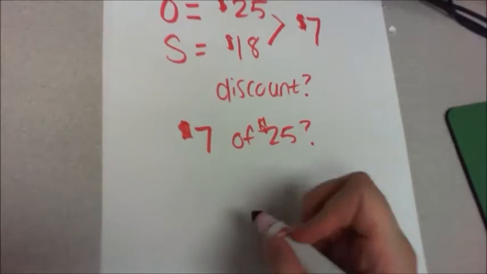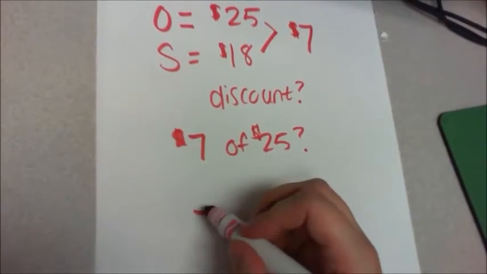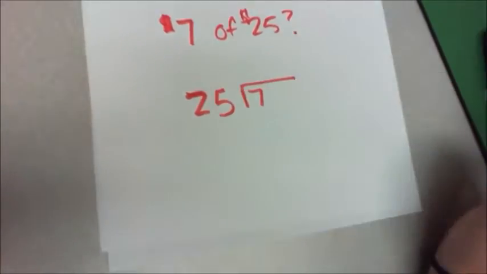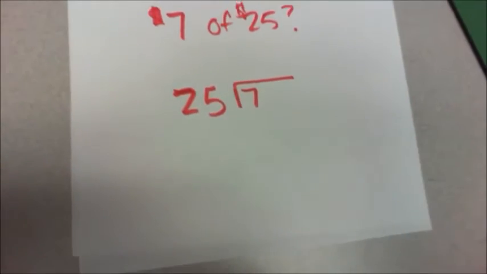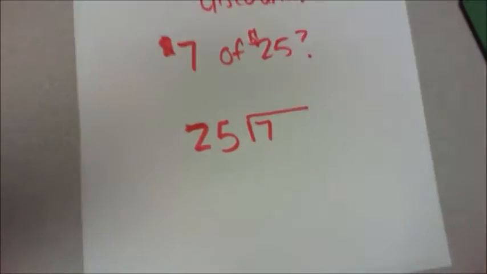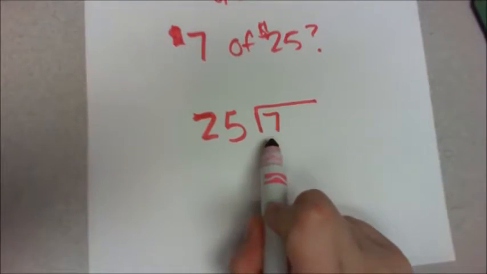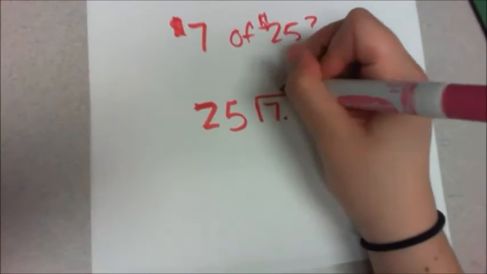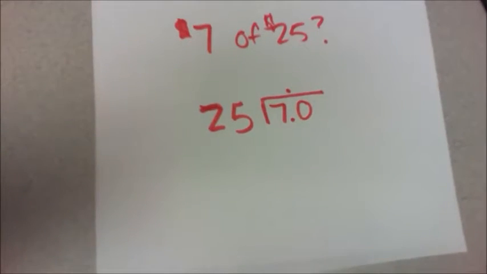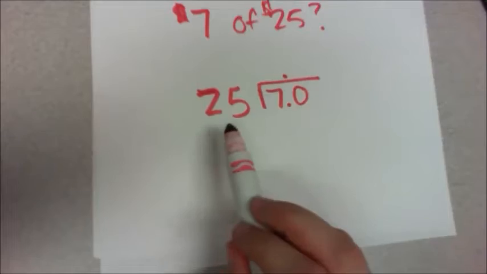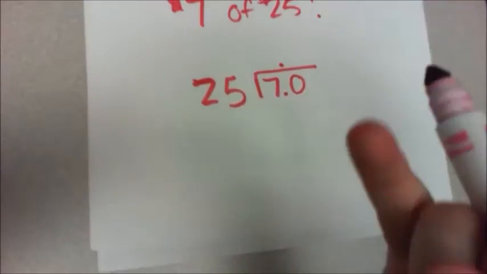We find this by dividing. So we'll put 25 on the outside and 7 on the inside. Because remember, when we get percents, we usually find them in decimals first, and then we move our decimal place. 25 cannot go into 7, which means I need to add a decimal and put a 0. I like to think of 25 like quarters. How many quarters fit into 70 cents?